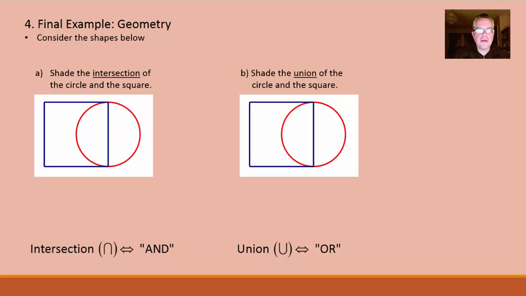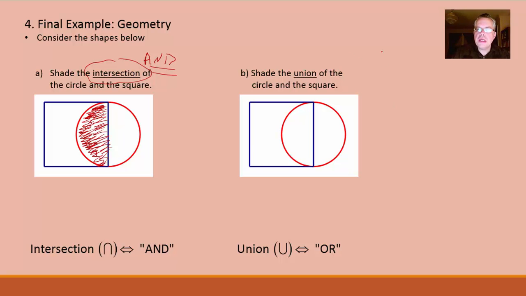I got one last way of looking at this. We looked at it through Venn diagrams, and we looked at it through sets. Now I want to use a little geometry to look at intersection and union. The first one says, shade the intersection of the circle and the square. We can talk about the intersection of areas. The intersection would be the part that belongs to the square and the circle. So I'm going to shade it in here as best I can. This part right here is the intersection of the areas. It's the part that's in both.